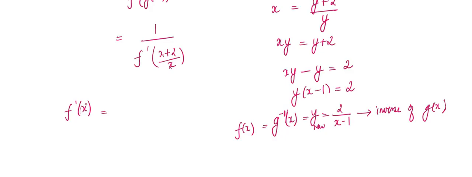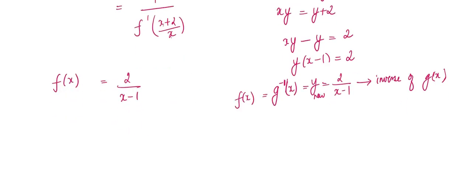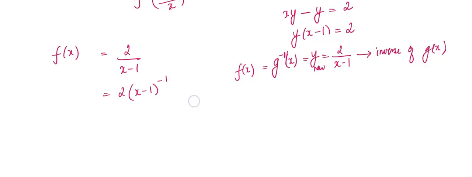So to get this, let me write f of x first. f of x is now 2 over x minus 1, which is the inverse function. Now, you can write this as 2 times x minus 1 to the power negative 1. I'm moving it up just so I can use the power rule and chain rule. You could do the quotient rule, but I think this is going to be quicker.